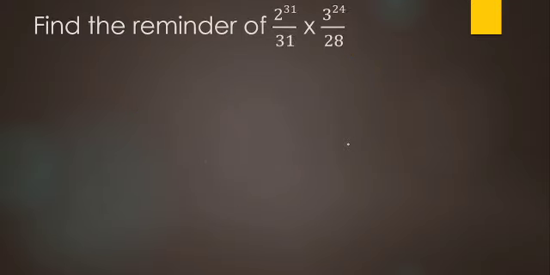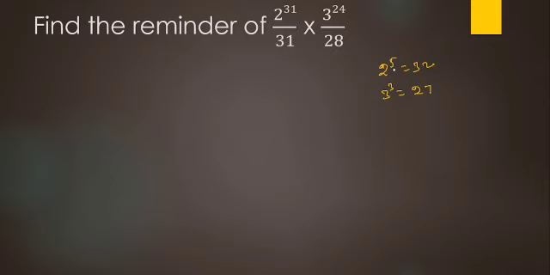I will go for the next problem. Now here we have 31. So 2 can be written in terms of 2 to the power of 5 to become 32. So 2 to the power of 5 is equal to 32. That is 1 more than the divisor. Similarly, 3 to the power of 3 can be written as 27. So we will write 2 in terms of 5 and 3 in terms of 3.